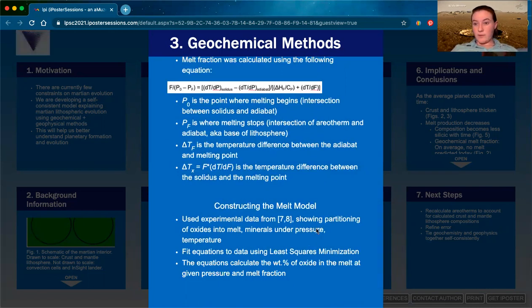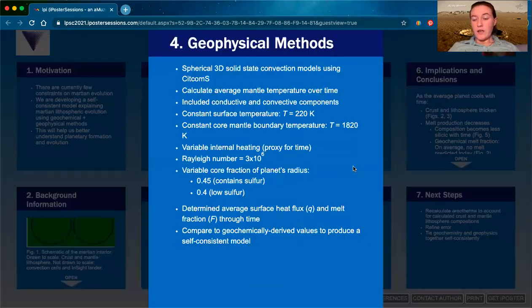And then we used some experimental data. Some scientists went into the lab and constructed samples that match the Martian composition. They did experiments on these samples in order to see what the compositions of various minerals and melt would be. Based on this experimental data, we produced an equation that tells us what the composition of a melt is, and I'll talk a little bit about this in a moment as well. Using geophysical methods, we did the same steps that I just described, but we used a program called SITCOM-S.